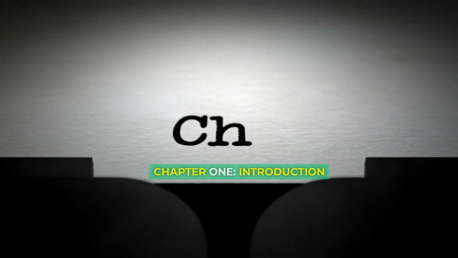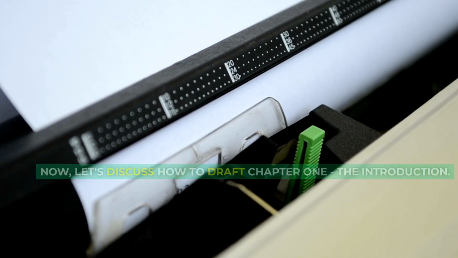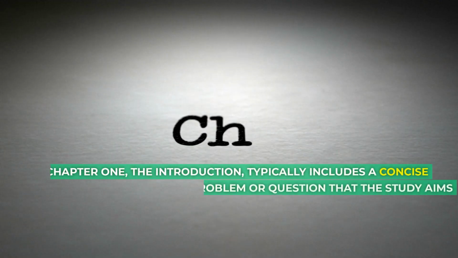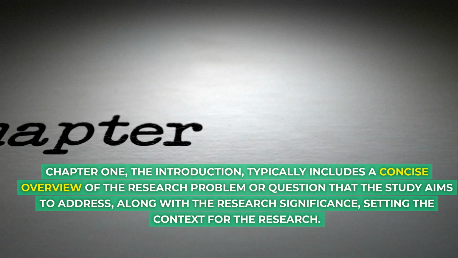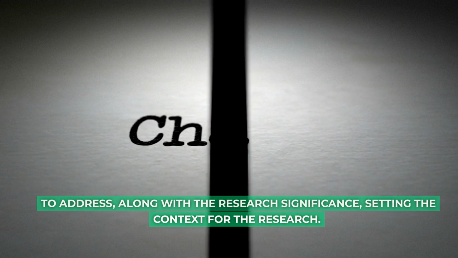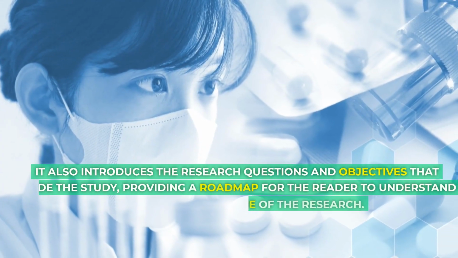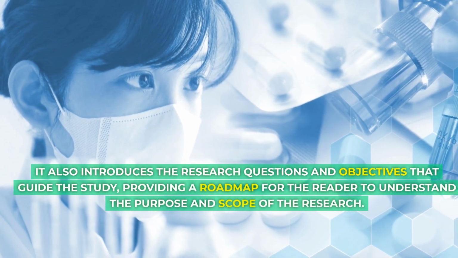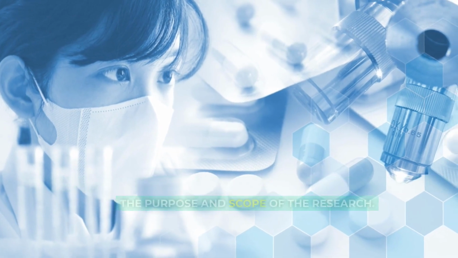Chapter 1, Introduction. Now, let's discuss how to draft Chapter 1, the Introduction. Chapter 1, the Introduction, typically includes a concise overview of the research problem or question that the study aims to address, along with the research significance, setting the context for the research. It also introduces the research questions and objectives that guide the study, providing a roadmap for the reader to understand the purpose and scope of the research.